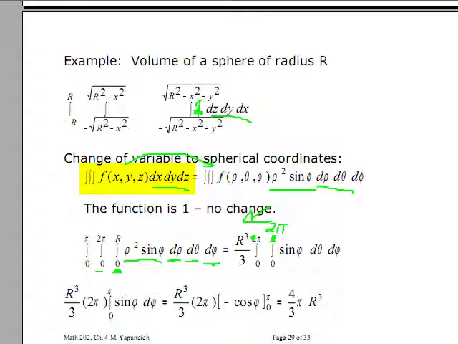So now I want to integrate with respect to theta from 0 to 2 pi, and of course the answer there is just 2 pi. Now I have to integrate sine phi from 0 to pi. Of course, you get minus cosine phi, evaluated from 0 to pi. And here's the answer, 4/3 pi r cubed, which indeed is the volume of the sphere. It required this Jacobian to get the answer.